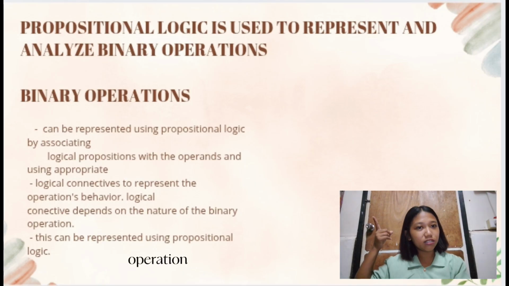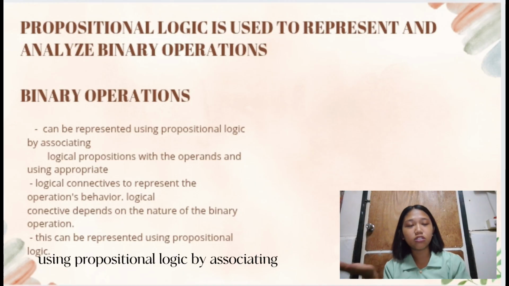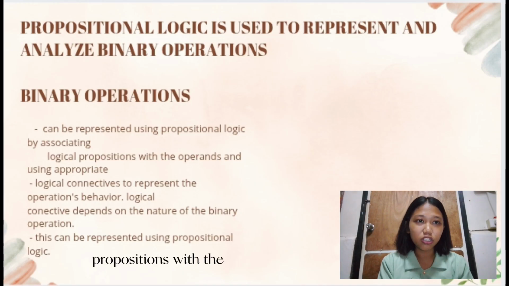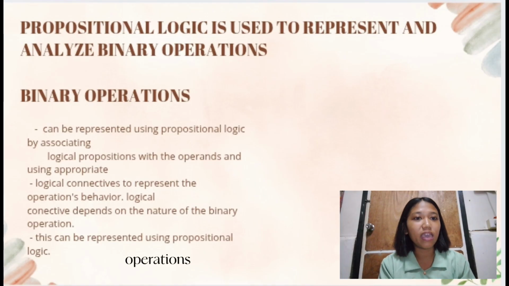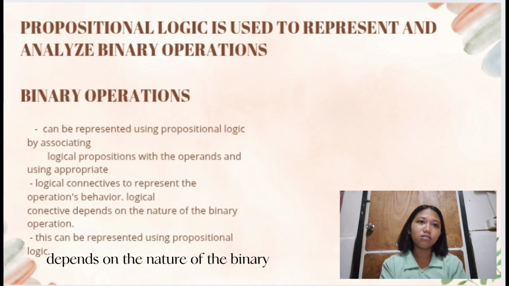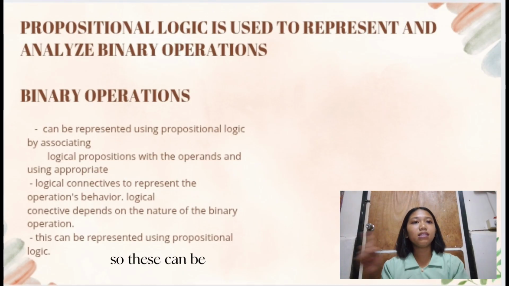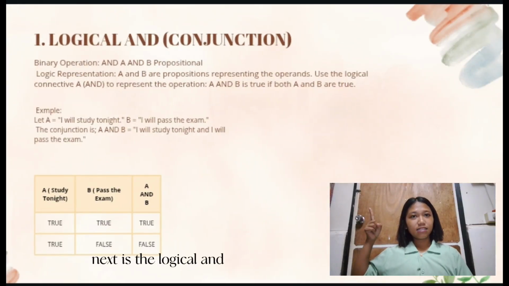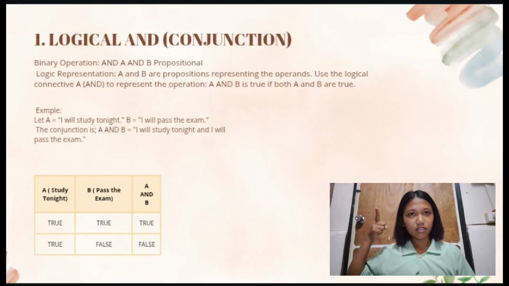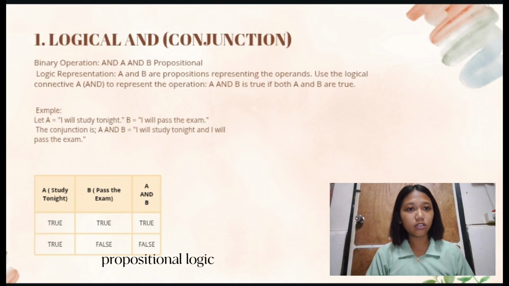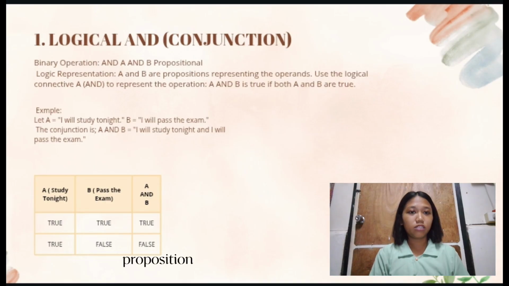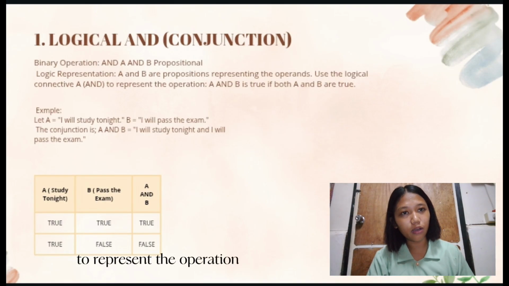Binary operations can be represented using propositional logic by associating logical propositions with operands and using appropriate logical connectives to represent the operation's behavior. The logical connectives depend on the nature of the binary operation. Next is the logical AND, or conjunction. The binary operation used is AND, A and B. In the propositional logic representation, A and B are propositions representing the operands. Use the logical connective AND to represent the operation.